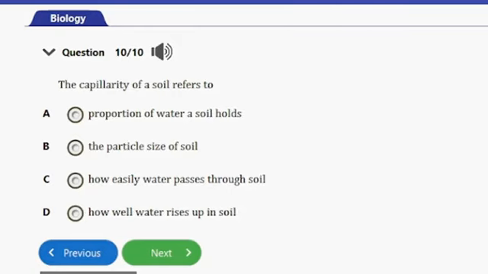Question number 10, it says, the capillarity of a soil refers to A, proportion of water soil holds, B, the size of the soil, C, how easily water passes through the soil, D, how well water rises up in the soil. So guys, the answer to this question here is option D here. That's how well water rises up in the soil.